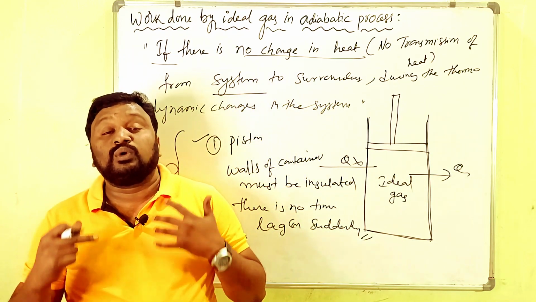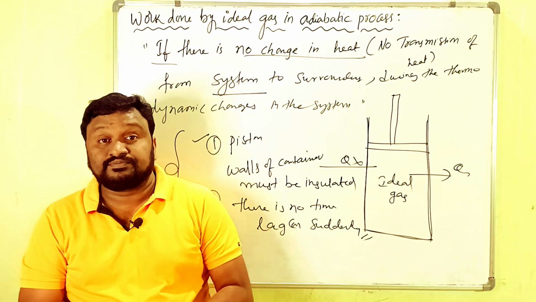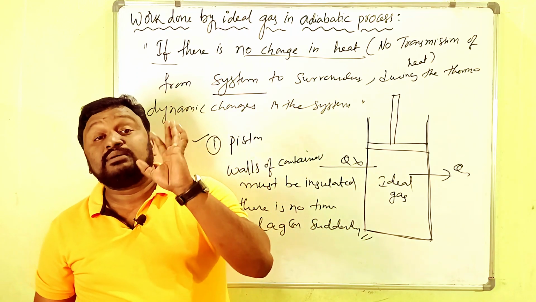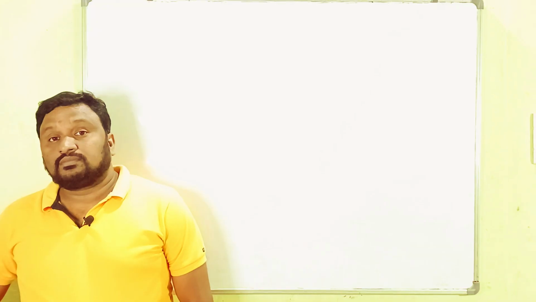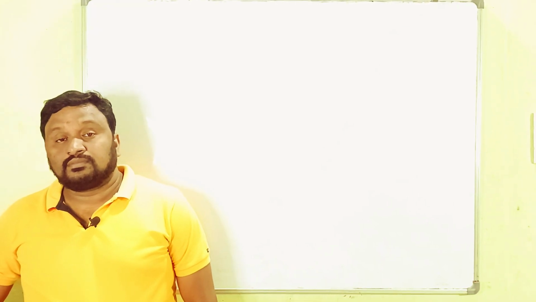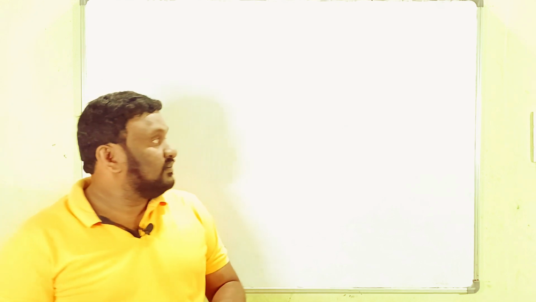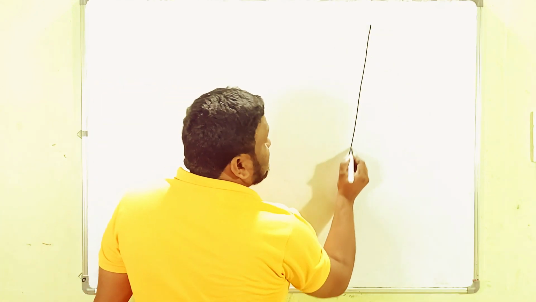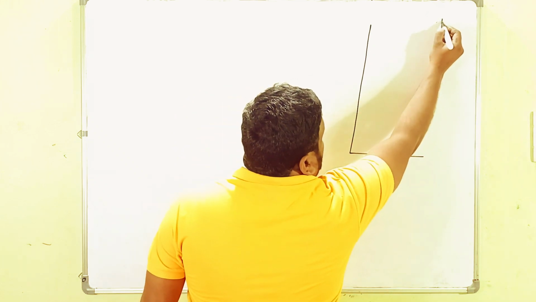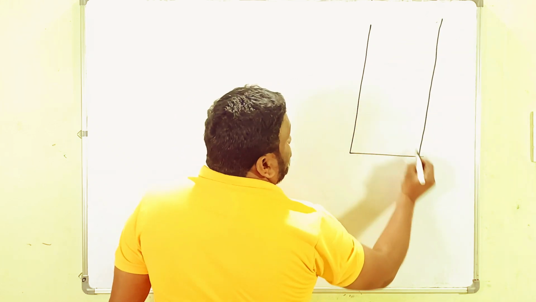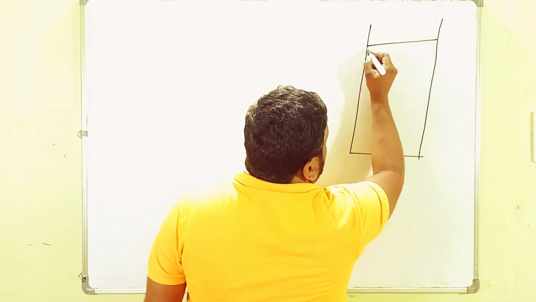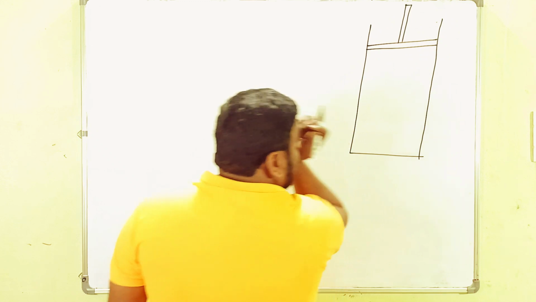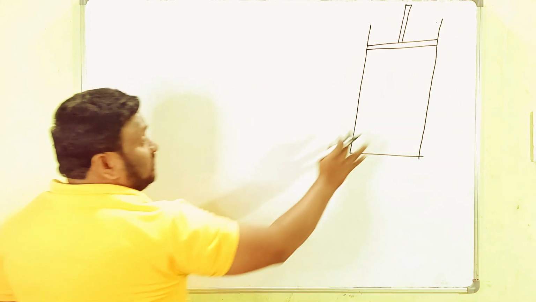Now how can we derive the expression for work done by the gas in an adiabatic process? Let us see. Let us assume that n moles of gas is enclosed in a container with a movable piston. Clear? So what is there in the container? Ideal gas is there.